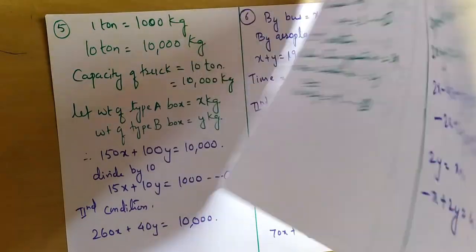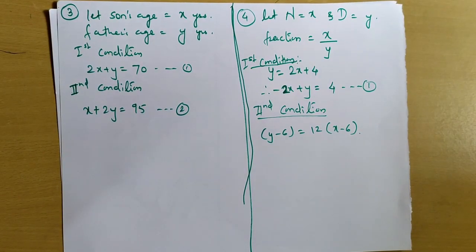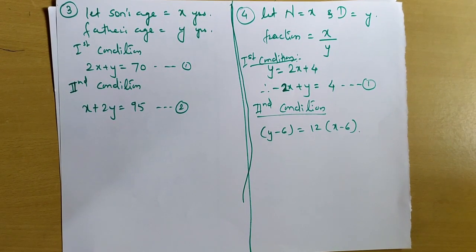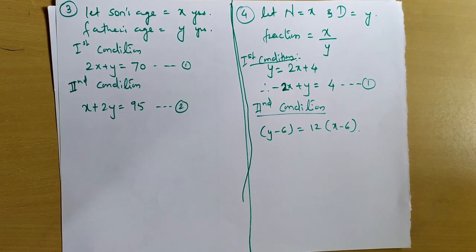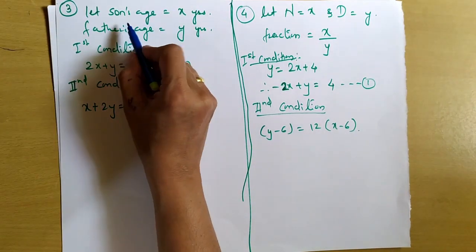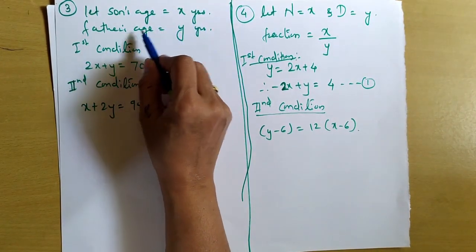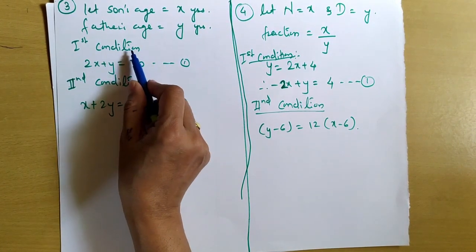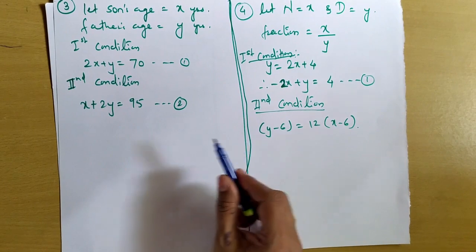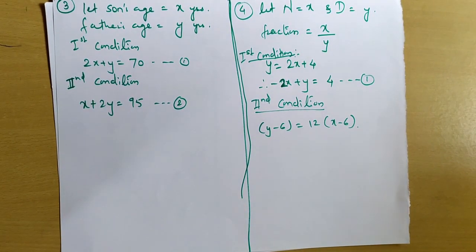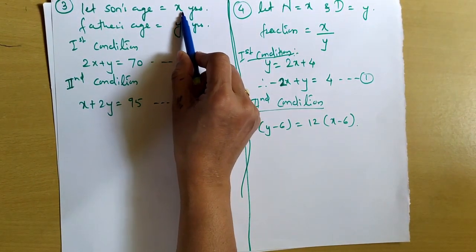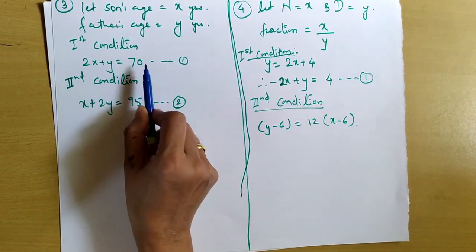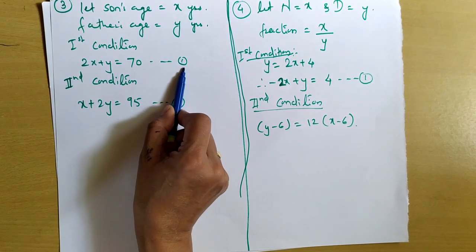Now let us consider the third example. Third example is the sum of the father's age and twice the age of his son is 70. Let the son's age be x years and father's age be y years. So according to first condition, what is the first condition given? Sum of means addition of twice the age of son. Twice the age of son means 2x, and father's age, their addition is 70. So this will be equation first.